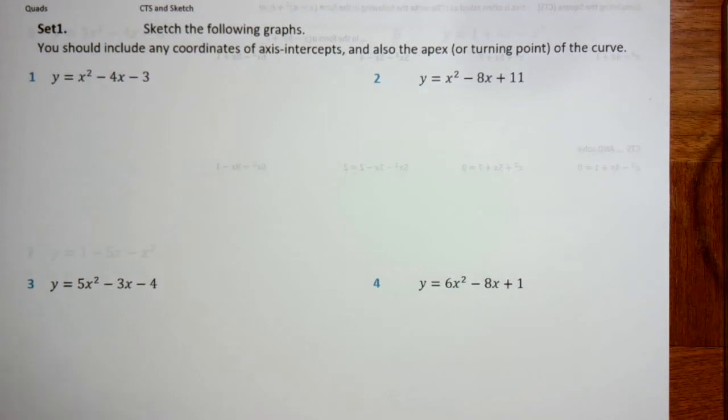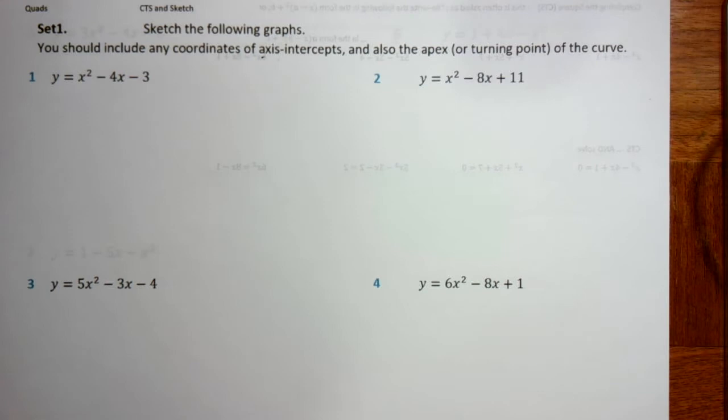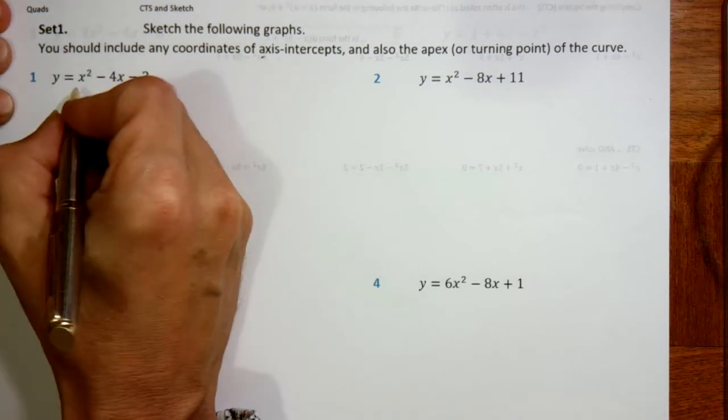Set 1. Quads: complete the square and sketch. Sketch the following graphs, including the coordinates of the x-intercepts, the y-intercepts, that's both the axes intercepts, and also the apex, the turning point of the curve. Alright, so it says complete the square. So the first thing we're going to do is complete the square.